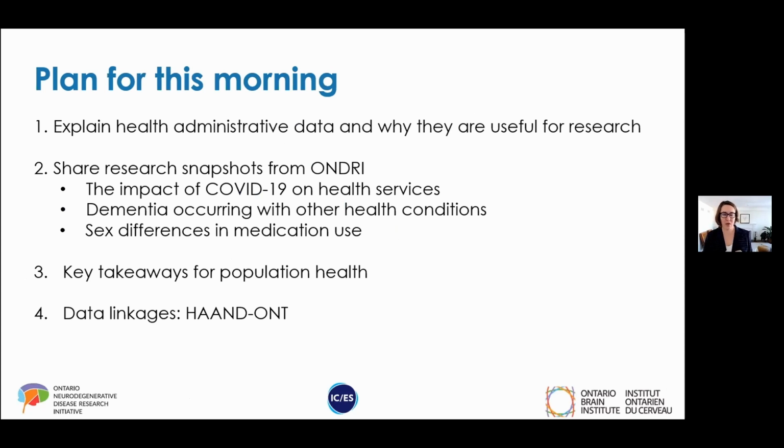The research tools that we use to do this are a type of data called health administrative data. In our presentation we'll talk about what these data are and why they're useful for research. I'll do that part. And then Laura is going to share some research findings from 3 studies that we've recently completed, so you can get a sense of how the data are used in action. And then we'll have a few takeaway messages.